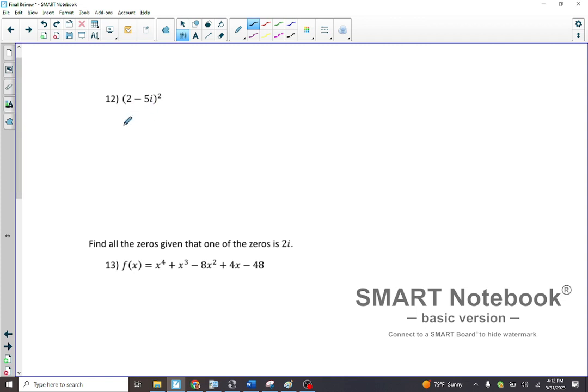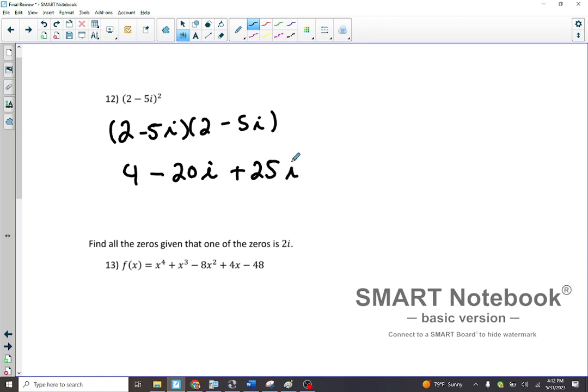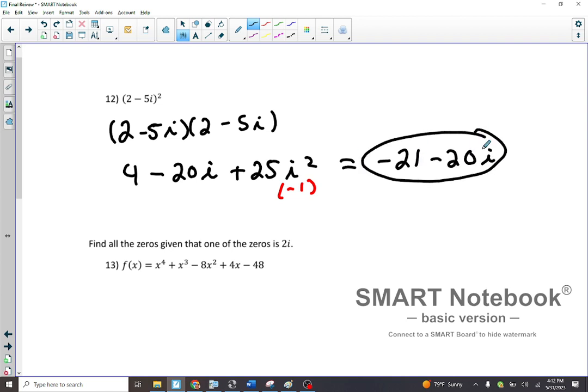Next one, we're going to FOIL 2 minus 5i, 2 minus 5i. So you're going to FOIL. It's going to be 4 minus 20i plus 25i squared. Remember, i squared is negative 1. So it's 4 minus 25, or negative 21 minus 20i. Of course, I FOIL that faster than normal, but if you want to take the long way, draw the arrows, that's fine.